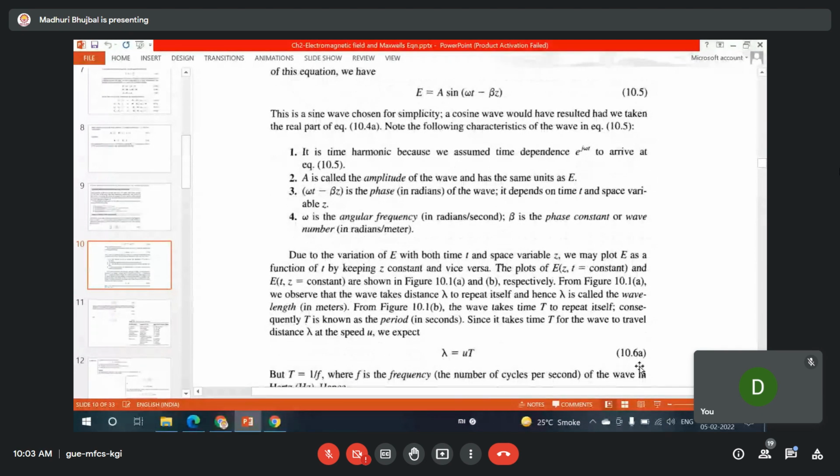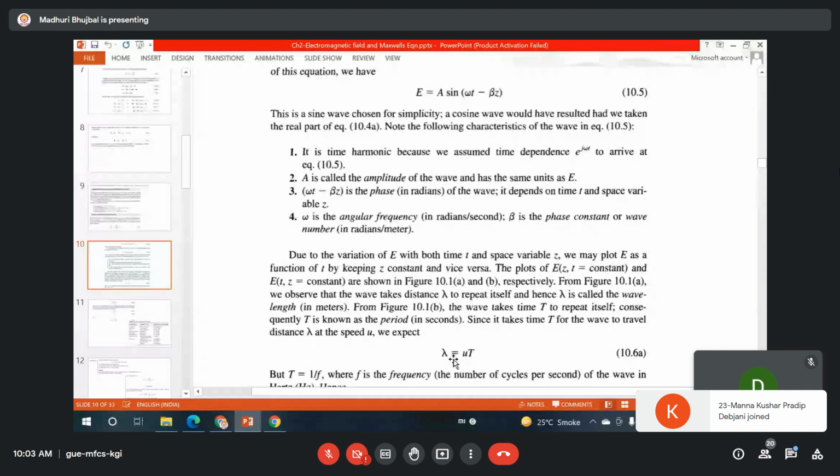Now next write down equation 10.6. Write this equation. Now it is a wave. So wave means it will have some time period. Which function have we considered here? Here we have considered the sin function. So here we will define lambda, we will define u, we will define T, and the equation which will relate all these three is, write down 10.6a.